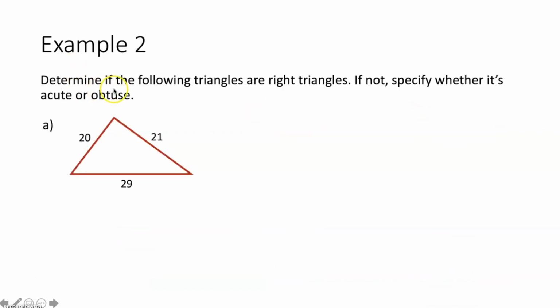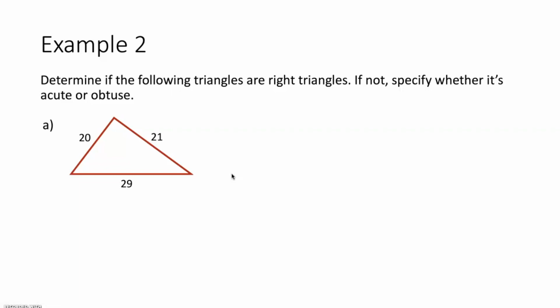Now example 2 says determine if the following triangles are right triangles. If not, specify whether it's acute or obtuse. So this is where the converse of the Pythagorean theorem and the Pythagorean inequality theorems come in. Remember, if a squared plus b squared is equal to c squared, we know it's a right triangle. If a squared plus b squared is less than c squared, then we know it's going to be an obtuse triangle. If a squared plus b squared is greater than c squared, we know it's going to be an acute triangle.